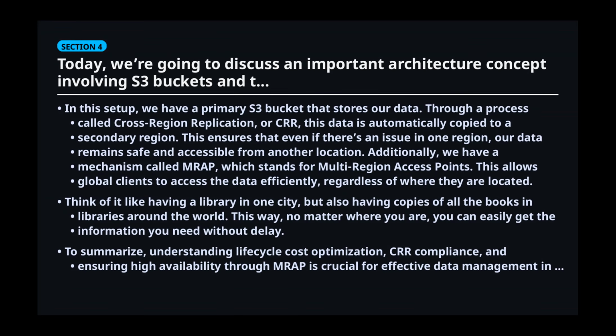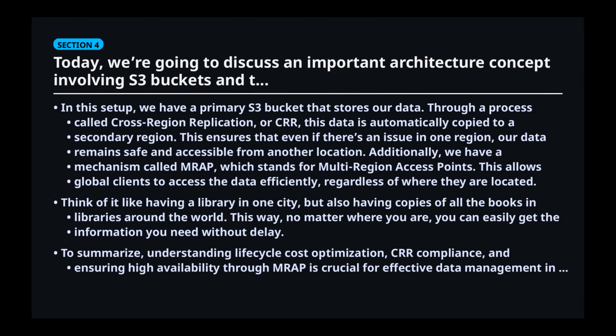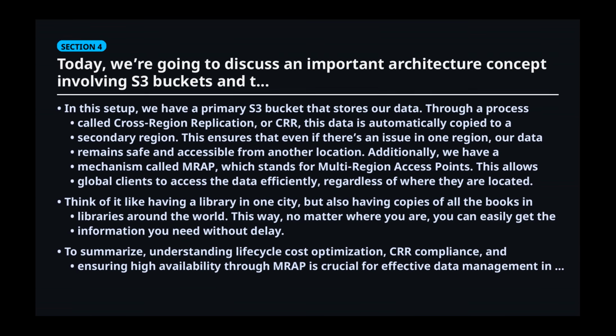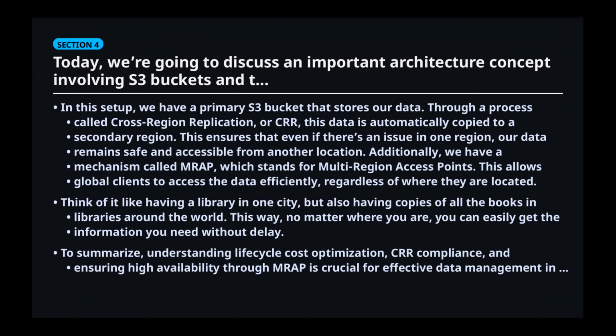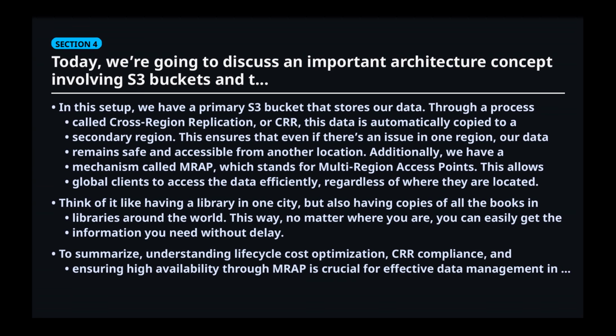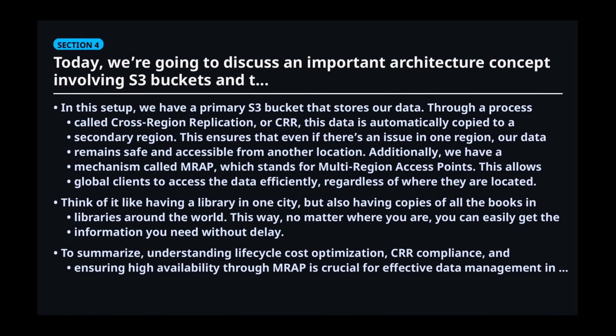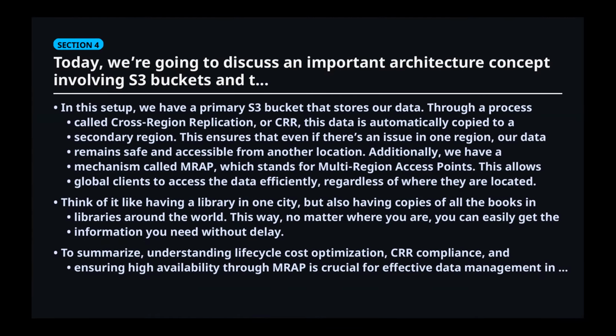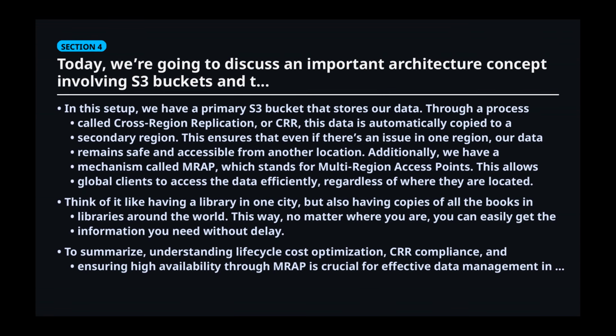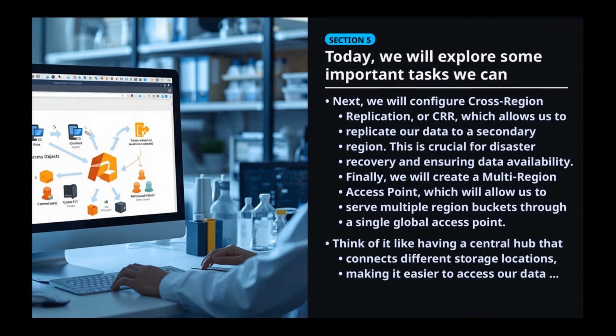Think of it like having a library in one city, but also having copies of all the books in libraries around the world. This way, no matter where you are, you can easily get the information you need without delay. To summarize, understanding lifecycle cost optimization, CRR compliance, and ensuring high availability through MRAP is crucial for effective data management in this architecture. Next, we will configure cross-region replication, or CRR, which allows us to replicate our data to a secondary region. This is crucial for disaster recovery and ensuring data availability.